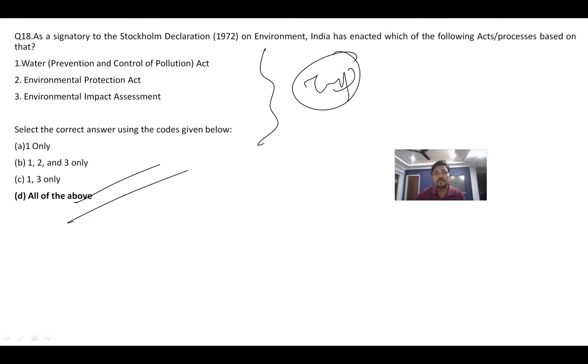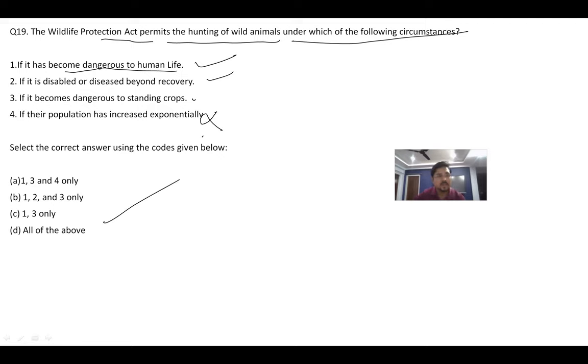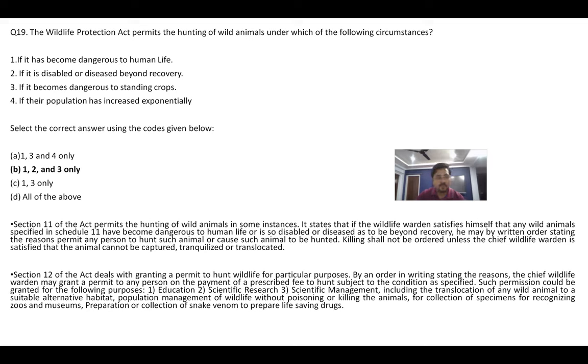Next, the Wildlife Protection Act permits the hunting of wild animals under which of the following circumstances? If it has become dangerous to human life, if it is disabled or diseased beyond recovery, if it becomes dangerous to standing crops, if their population has increased exponentially. So I don't think that the fourth option is correct. 1, 2, 3 must be correct. So option B, yes, option B is correct.